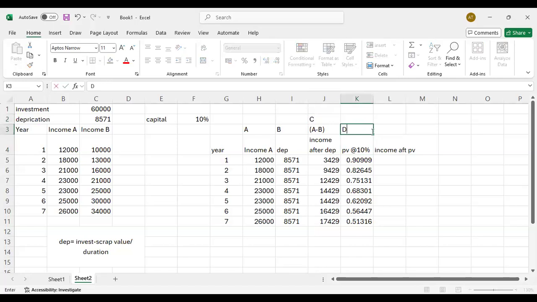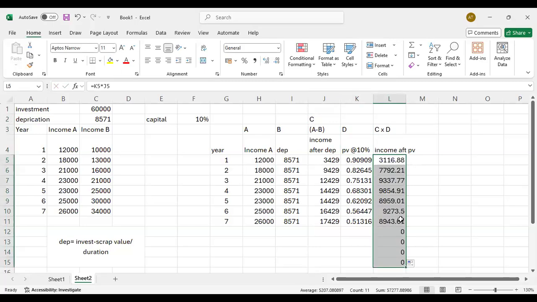This is column D. So income after P factor is C into D. So let's find out this into income after depreciation, and I will calculate for 7 years.